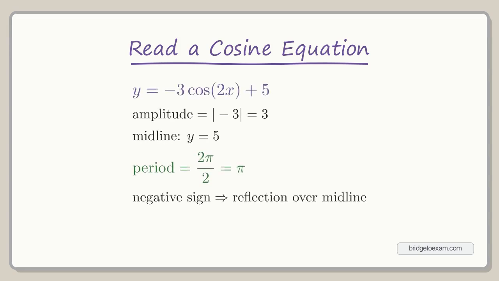Analyze y equals -3 cosine of 2x plus 5. The amplitude is 3, so the graph moves 3 units above and below its midline. The midline is y equals 5. The period is 2 pi over 2, or pi. The negative sign reflects the cosine graph over the midline, so it begins at a minimum instead of a maximum.